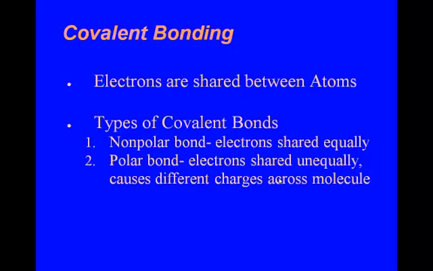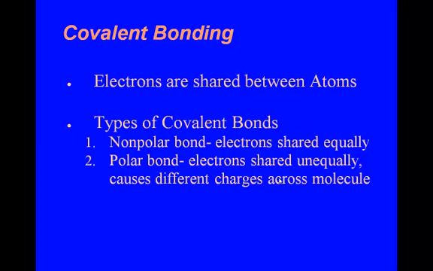Alright, covalent bonding. This is the strongest of the chemical bonds. Here, electrons are shared between atoms. Not donated, not transferred, but actually shared. So there's 2 types of covalent bonds. There's nonpolar bonds, where the electrons are shared equally, and polar bonds, where the electrons are shared unequally. This causes different charges across the molecule.